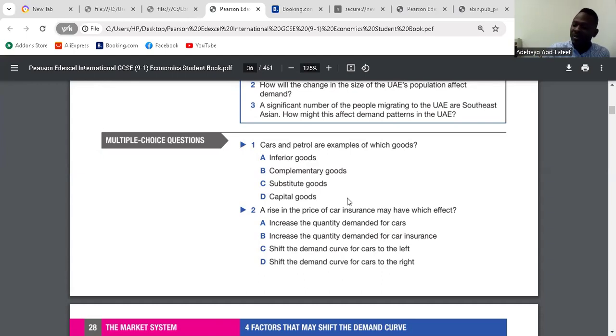Yes or no? So that means the demand for car insurance would increase if the price of cars reduces. Do you get it? If the price of car insurance increases, the demand for cars would fall, shifting the demand curve leftward. If there's a rise in the price of car insurance, the demand for cars would reduce because car insurance is a complement to cars. Sorry, not supply, demand. It will shift the demand curve for cars to the left. Do you get it? So the answer is C. So that ends chapter 4, the factors that affect the demand curve. Thank you.